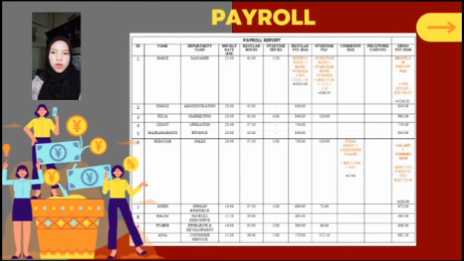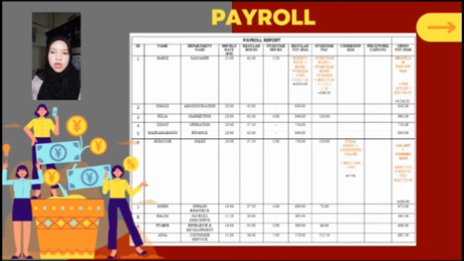First is regular pay plus overtime pay. For example, 1,050 ringgit plus 206 ringgit 25 cent equals 1,256 ringgit 25 cent. Second is salary plus commission.